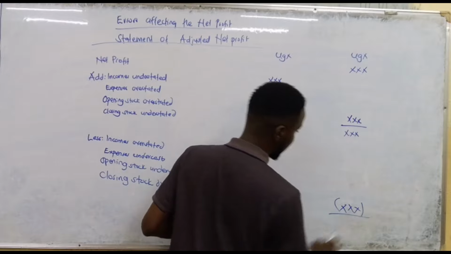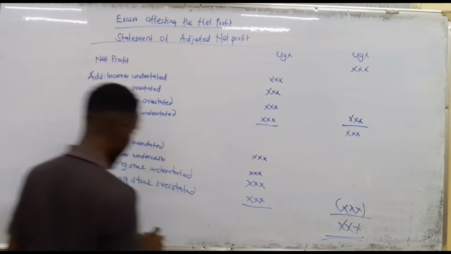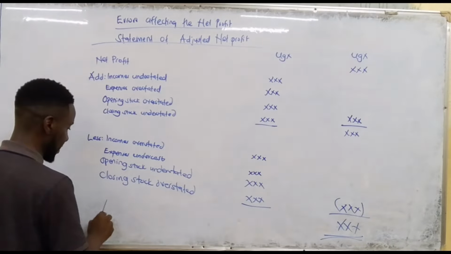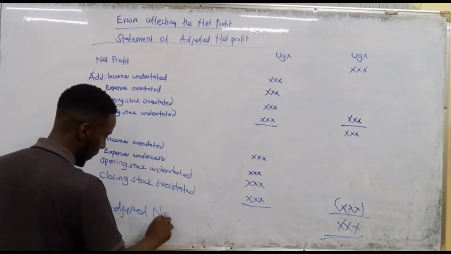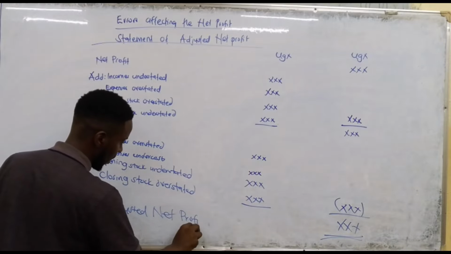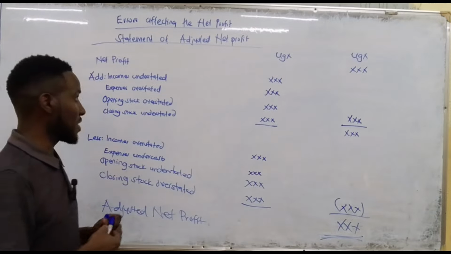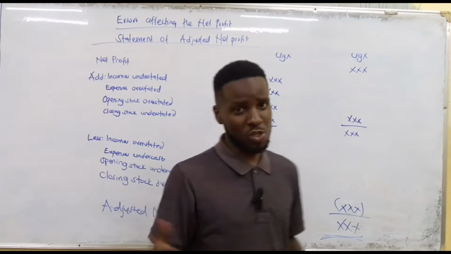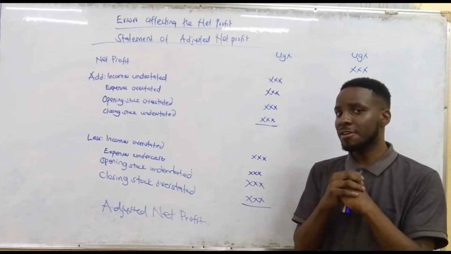So we subtract it, and the value we get down here is what we call the adjusted or the corrected net profit. So this is the value that we shall call the adjusted net profit. So by us doing this, we shall be done with the statement of adjusted net profit. It is very, very easy.